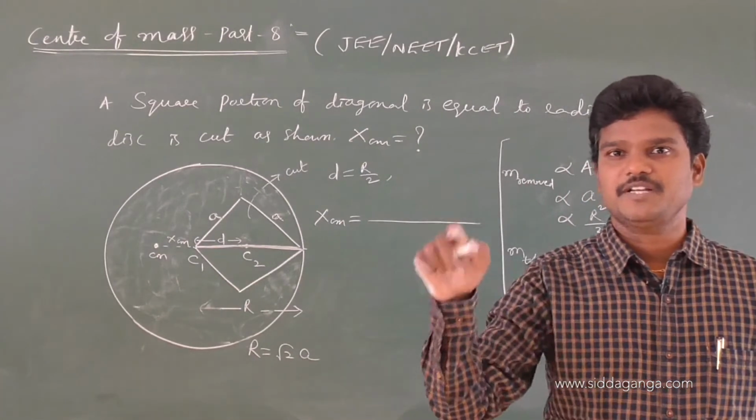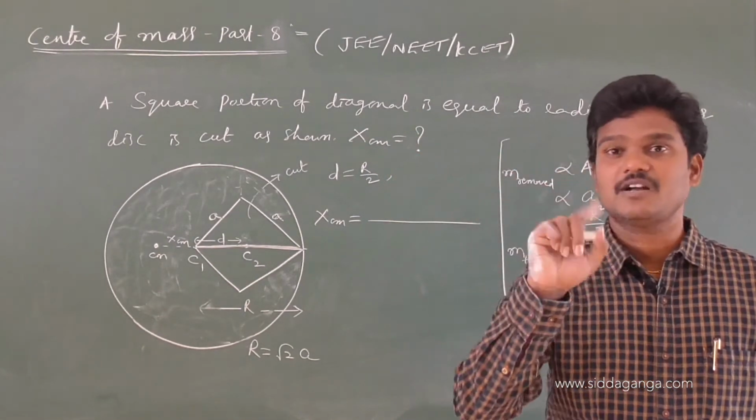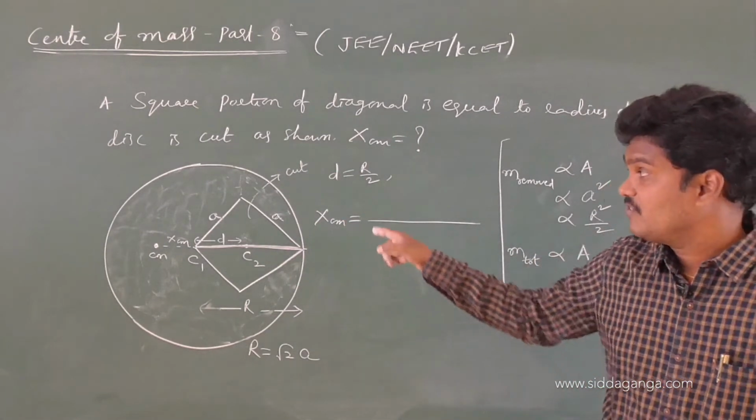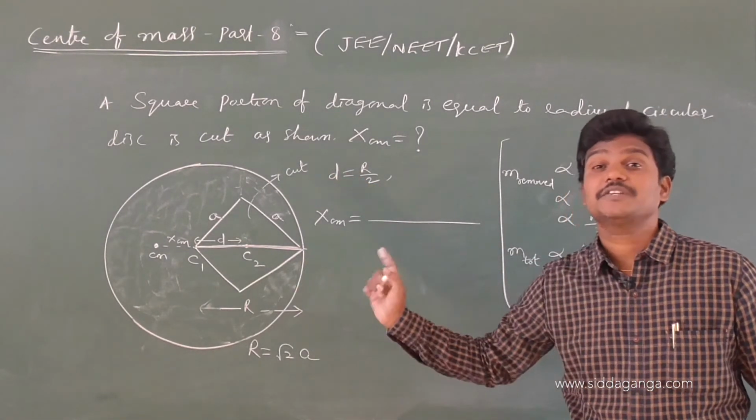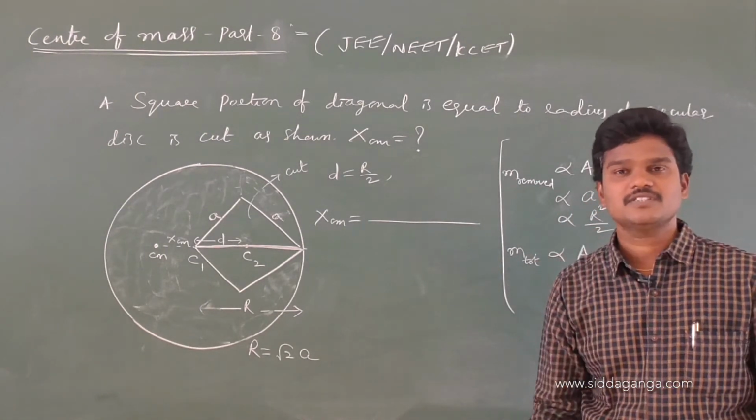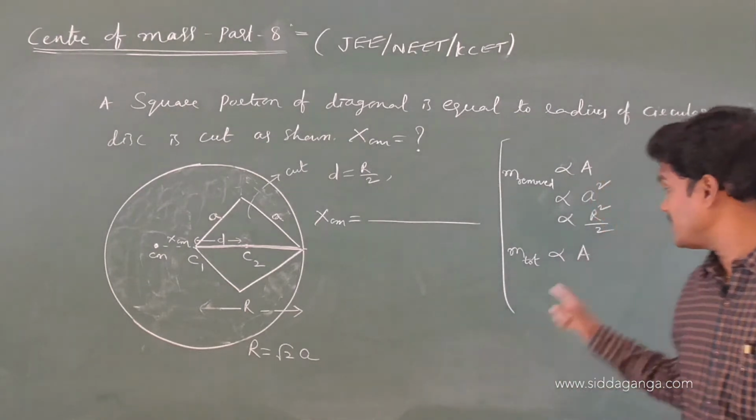Why? Because it was the same nature, the same circular discs were cut. From a circular shape, another circular shape is cut. But here, from a circular shape, a square shape is cut. So the area of the square shape is different from the area of the circular shape. That's why I am writing area.